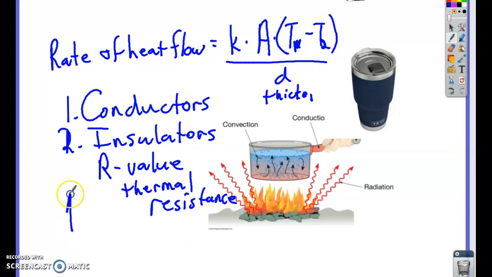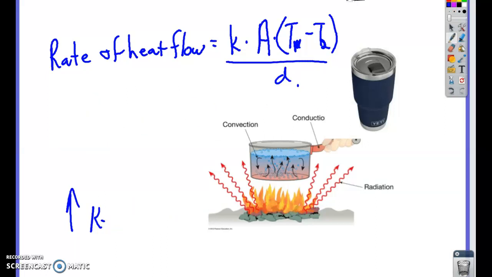So the higher the R value, the more it resists the flow of heat, and therefore it is a good insulator. In fact, insulation, when you put it in your walls, based on how thick it is and so on, has a value like R19 or R20 or whatever, and that tells you how good of an insulator it is. The bigger the number, the better the insulator.